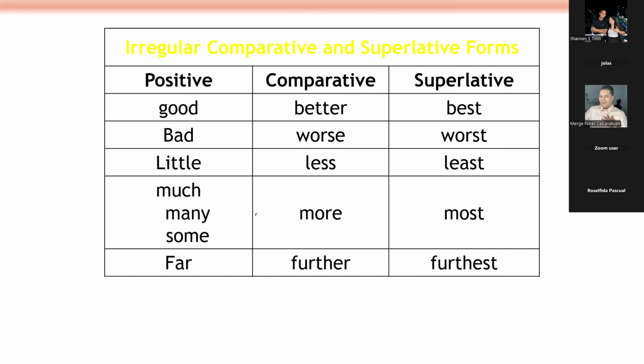Okay. So why do we call these irregular, comparative, and superlative forms? Because the words change holistically. You can't just change the spelling. You can't just add ER or IEST. The words change holistically, okay?